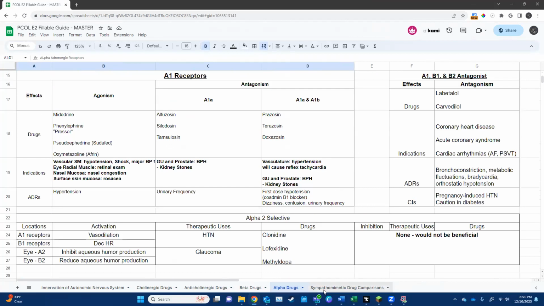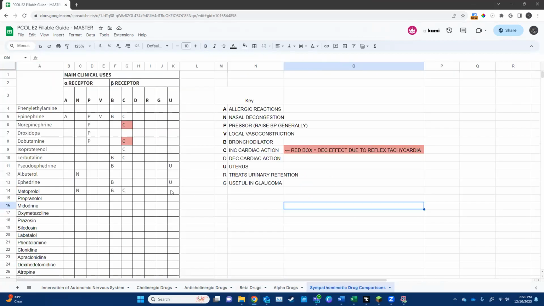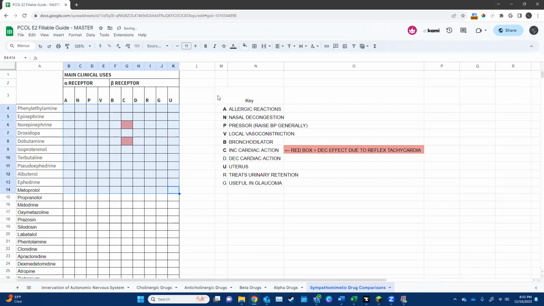If you notice anything that's missing or that's wrong, let me know. And then on the last page is the main clinical uses thing, which is a really, really good study tool. And I think if you can go through this and kind of understand the answers, you're in a good place for exam 2 and 3, right?